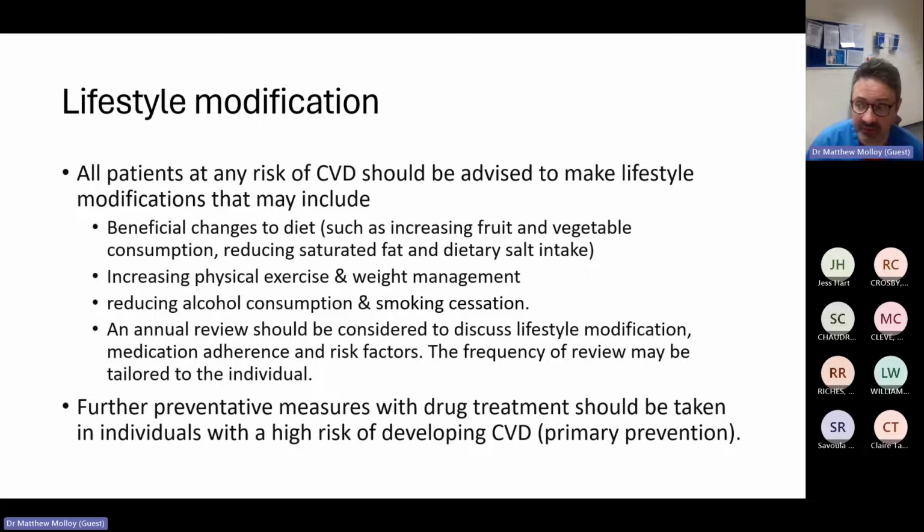So the current guidance is 14 units, but I think that the way things are going, that will go down to 0 in the not too distant future. And smoking cessation, and obviously signposting patients for help with this.